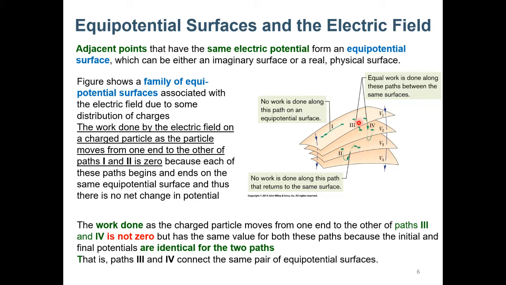And of course, path 3 and path 4 are not 0, because they go from V1 to V2. Path 3 goes directly from V1 to V2, and path 4 goes a bit toward maybe V3 and then goes back to V2. But it only cares about the two endpoints, which are the same for both. So the work done is the same for path 3 and path 4. They are not 0, but the work done for these two charge movements should be the same.